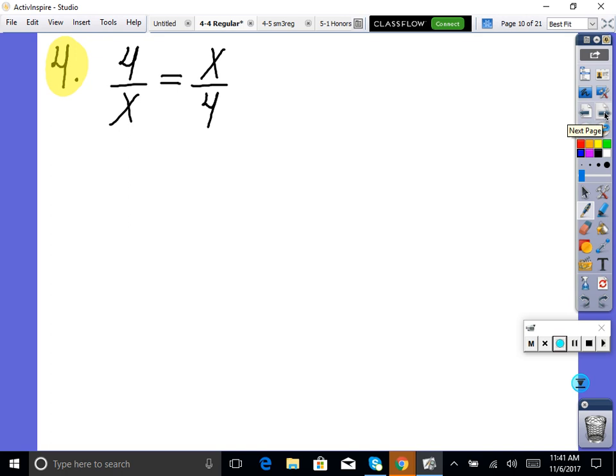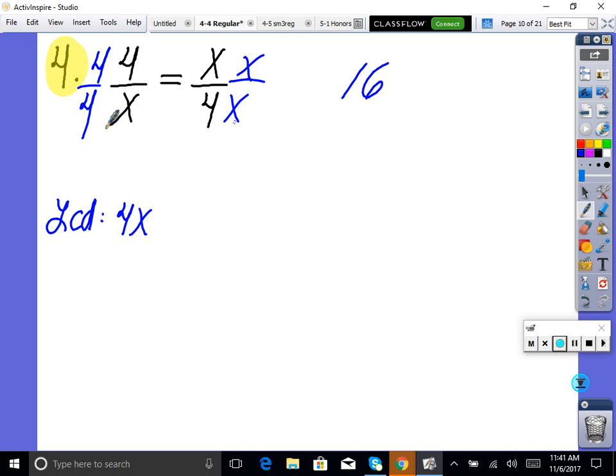Okay, another one. Here we go, number 4. What's my least common denominator? 4x. So what does this one need? 4/4. This one needs x/x. So now I would multiply straight across. So then I have, now can I ignore my denominators, people? So we have 16 equals x squared, right?